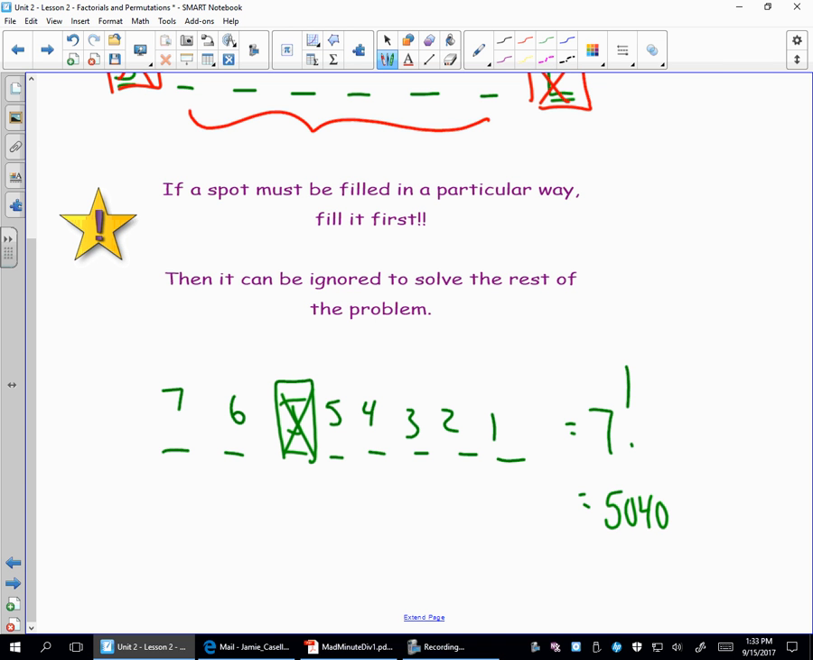Okay, so if you have a thing that needs to be filled, we did this kind of yesterday when we said we had 4-digit numbers that had to start with the number 4. We filled it in. We took care of it. Once it's done, it's done.